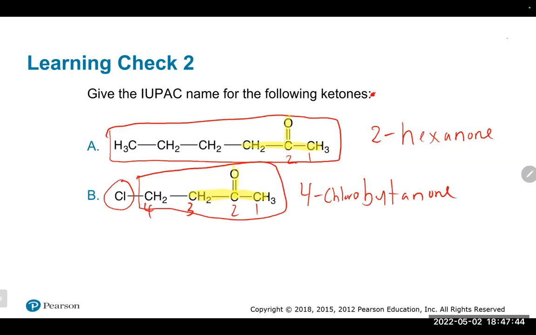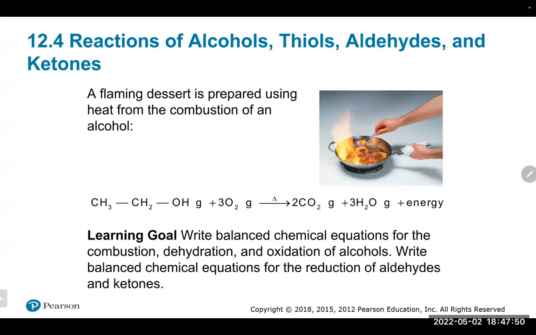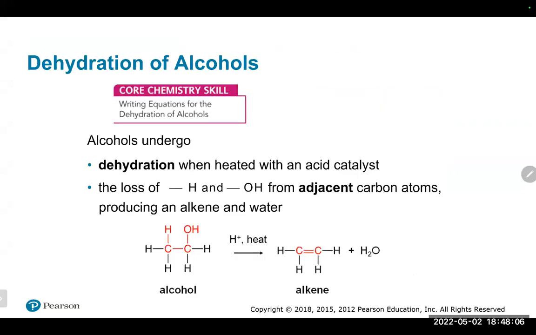Okay, so now that we've talked about naming aldehydes and ketones and drawing them, let us talk about some reactions that all these guys go through. I might skip ahead through some of these, as we talked about the reactions of alcohols and thiols last time. Obviously, all these guys could go through a combustion reaction, really like our alcohol.